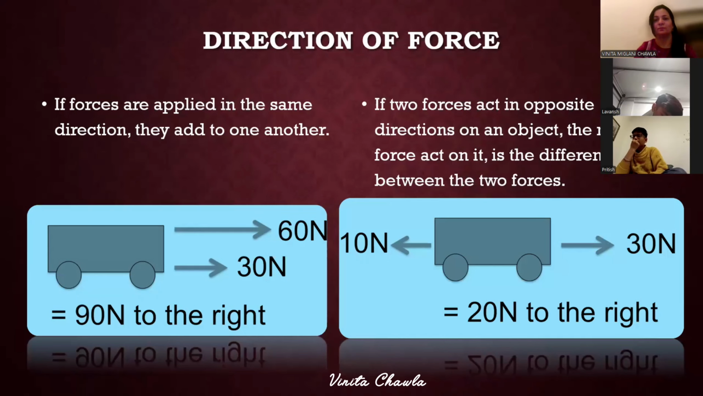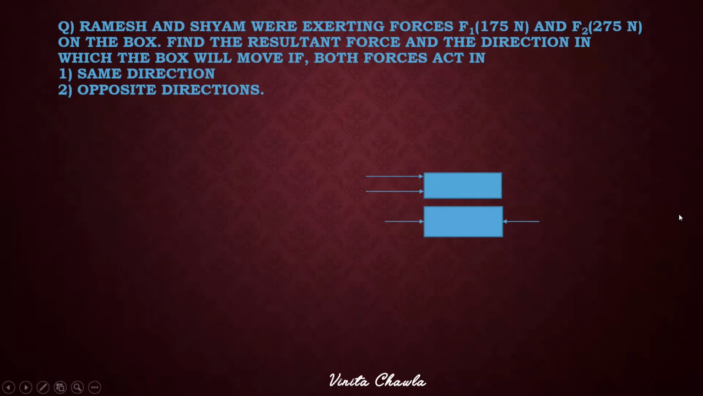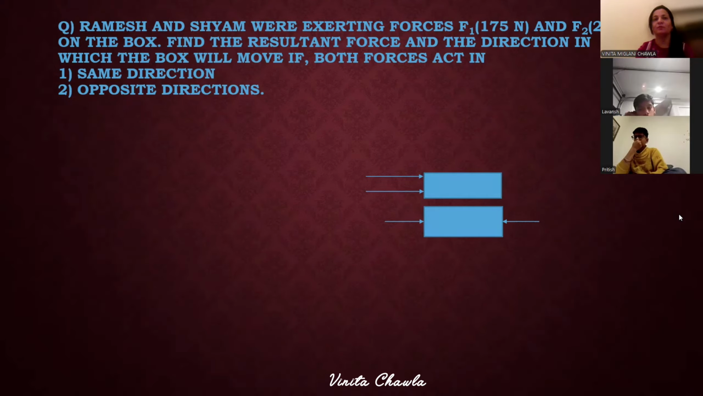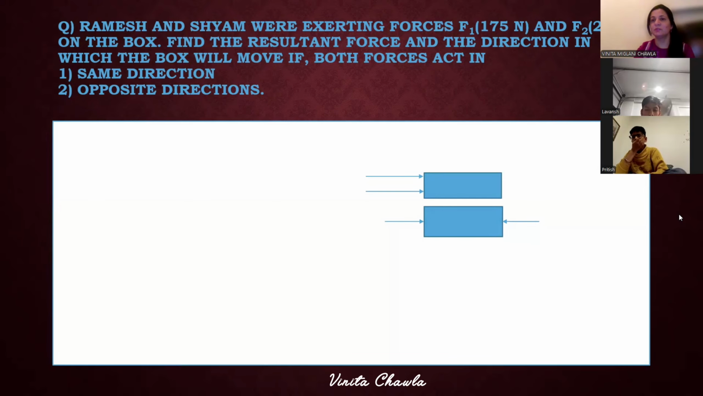Okay. Next we have a numerical problem here. Ramesh and Shyam were exerting forces F1 is equal to 175 Newton and F2 is equal to how much is this force? 275 Newton. Yes. So they are exerting forces F1 and F2 respectively. If the forces are acting in the same direction, then we have to find the net force. If the forces are acting in the opposite direction, then again we have to find the net force. Can you do this?